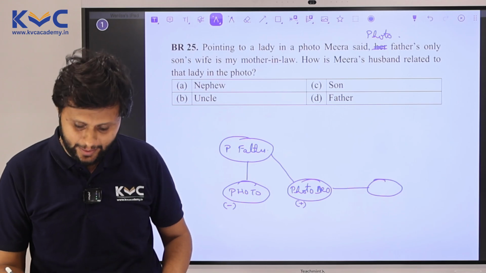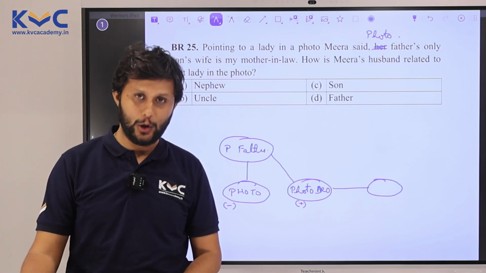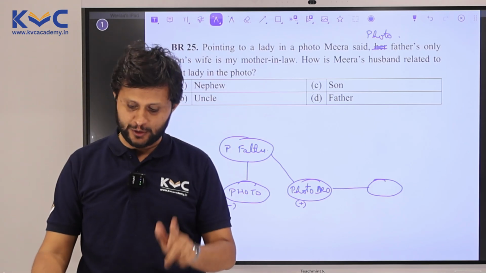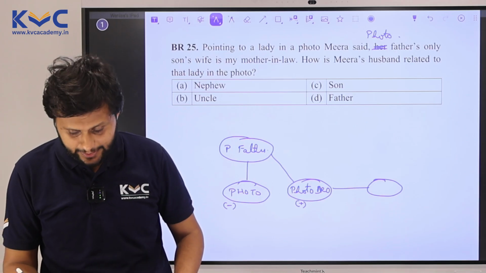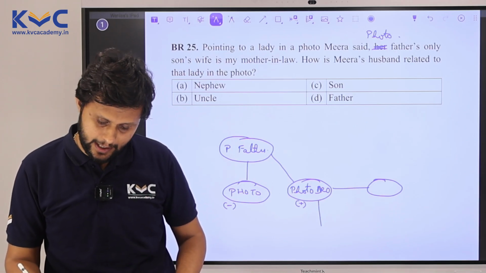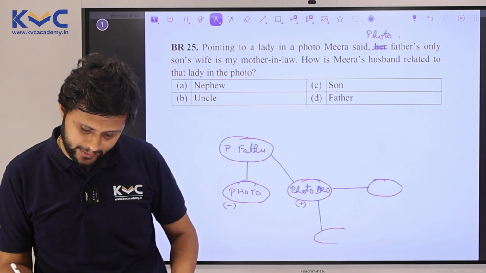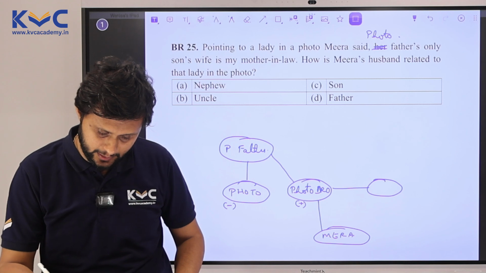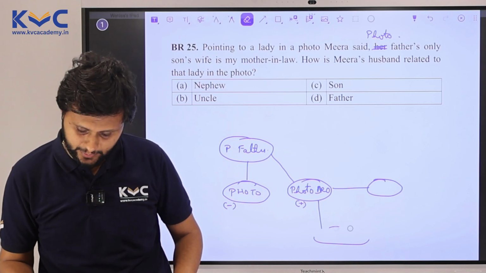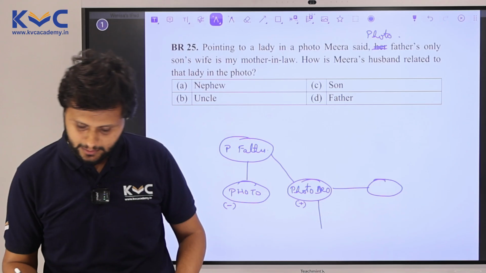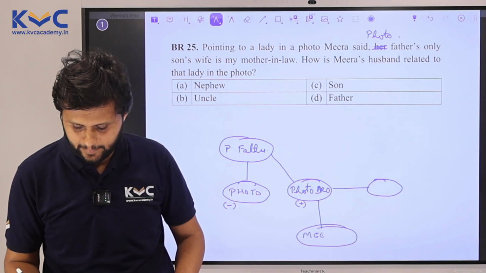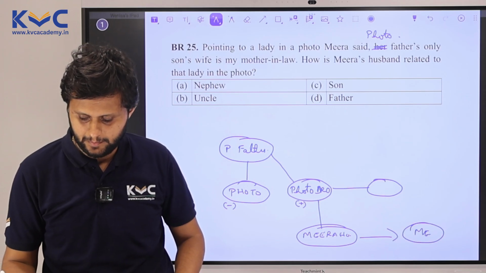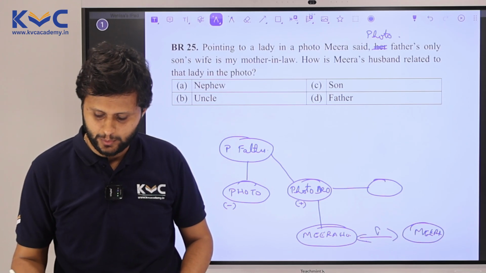Photo's brother's wife is my mother-in-law. Wife is mother-in-law, so photo's brother will be father-in-law, correct? Okay, and this person is there over here. Who is this now? Meera. Sorry, I have to move Meera this side. Meera has to have a husband, right? This is Meera's husband, and this is Meera. Fine, these two are married.